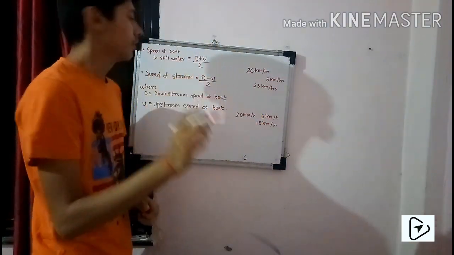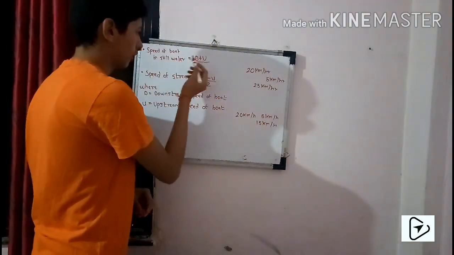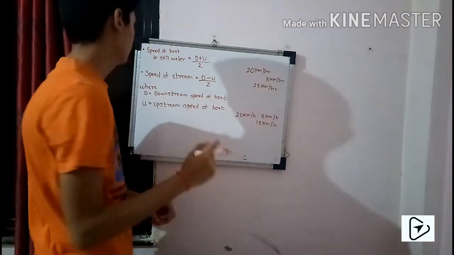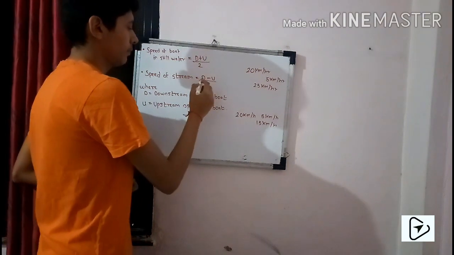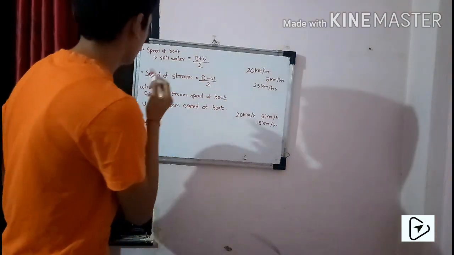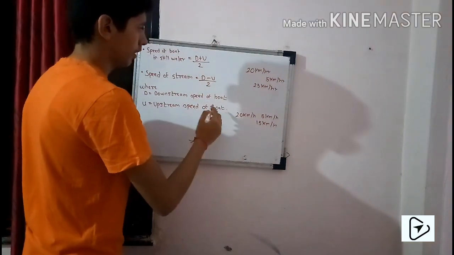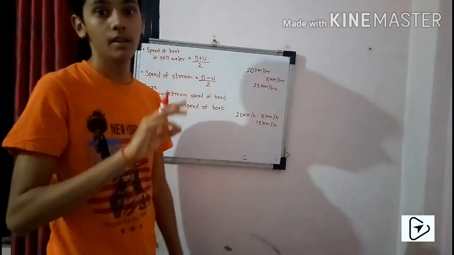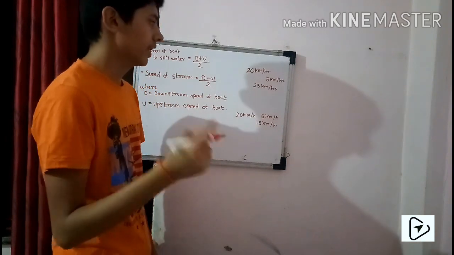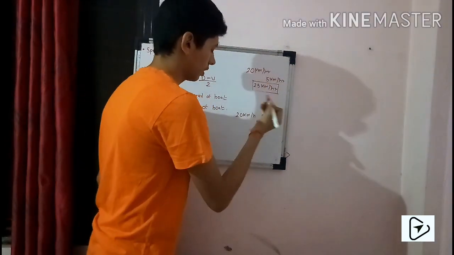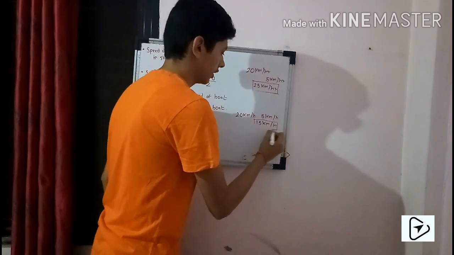Now we are going to discuss short tricks and formulas in this topic. If you have to find the speed of the boat in still water, the formula is (d plus u) by 2. If you have to find the speed of the stream, the formula is (d minus u) upon 2, where d is the downstream speed of the boat and u is the upstream speed of the boat. In the previous example, our downstream speed came as 25 km per hour and our upstream speed came as 15 km per hour.